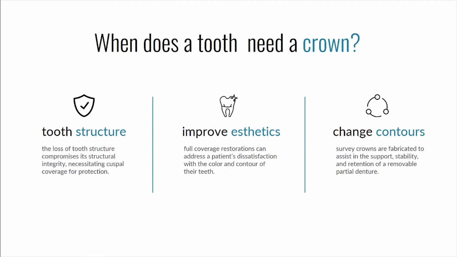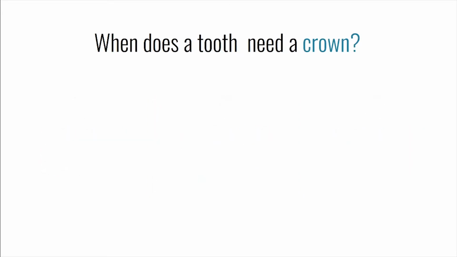So there's three reasons why we would consider crowning a tooth. One would be just a loss of tooth structure. So if a tooth has been compromised, we want a crown that's going to hold it together. Another reason is going to be if we want to improve the aesthetics of the tooth. So if you want to change the color and make it look more natural, we can cover that tooth with a crown. Or the last thing is if we want to change the tooth contours. So each of these three things we'll explore in a little bit more detail as we go forward.